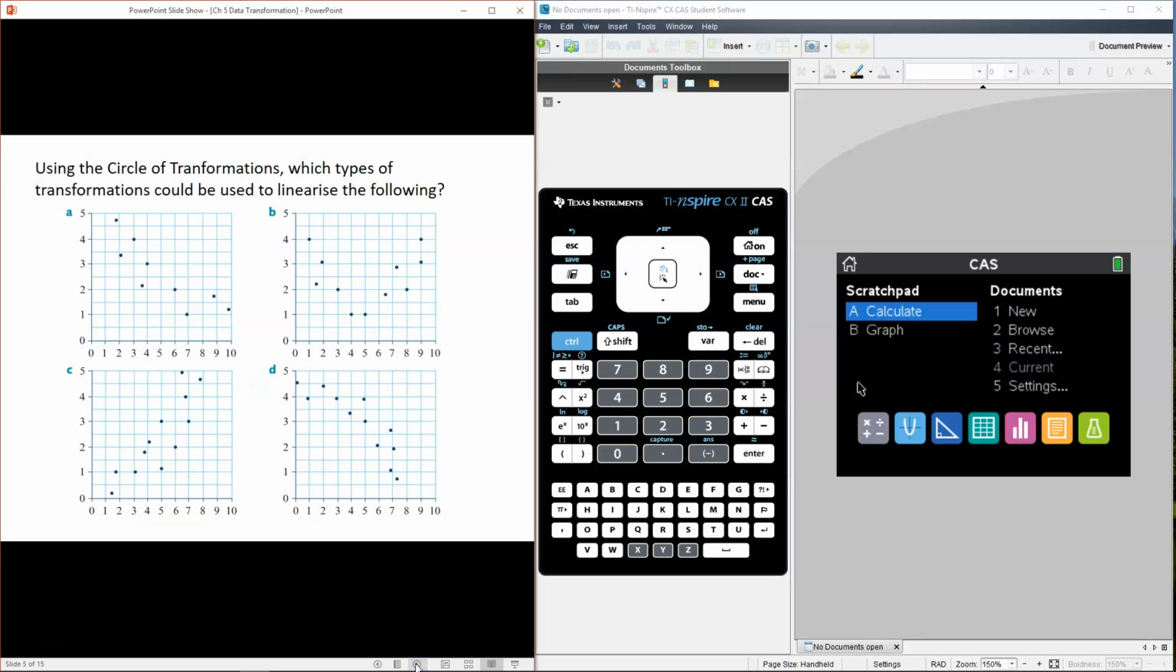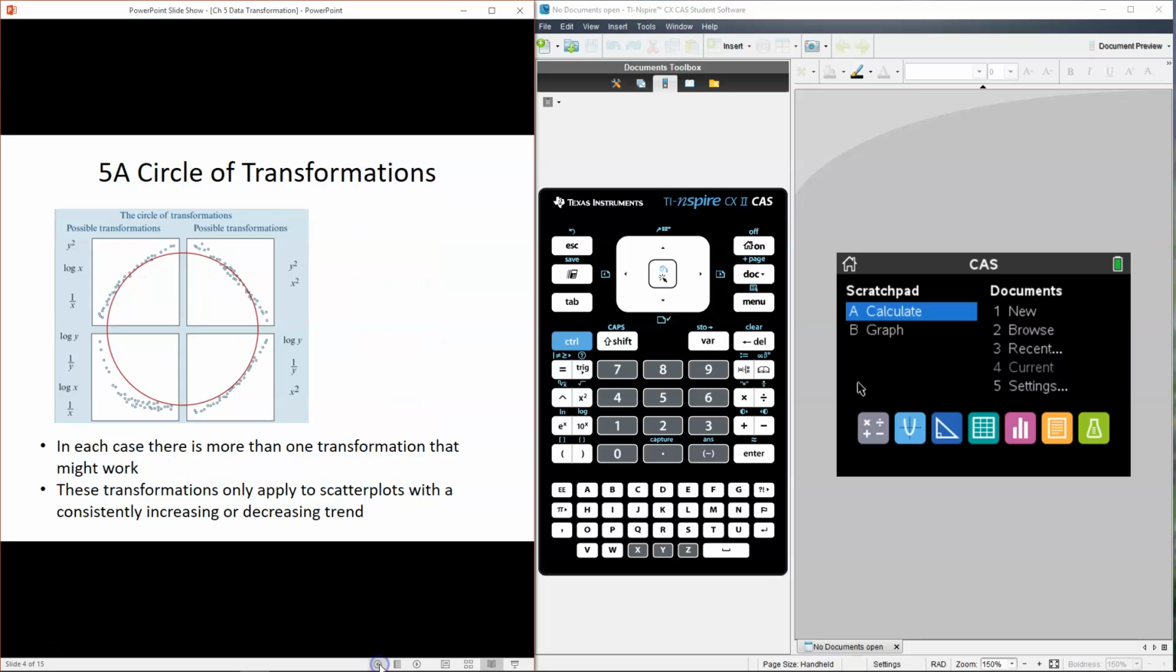Okay, so I'm going to flick back and forth a little bit here, but using the circle of transformation, which types of transformations could be used to linearize the following? So let's just have a look at the shape of A. If we look at the shape of A, I can see a curve that I would think would fit with that lower left quarter of the circle, okay? Let's go back and have a look here. So I would say that that data sort of fits in mostly with this bottom left corner.